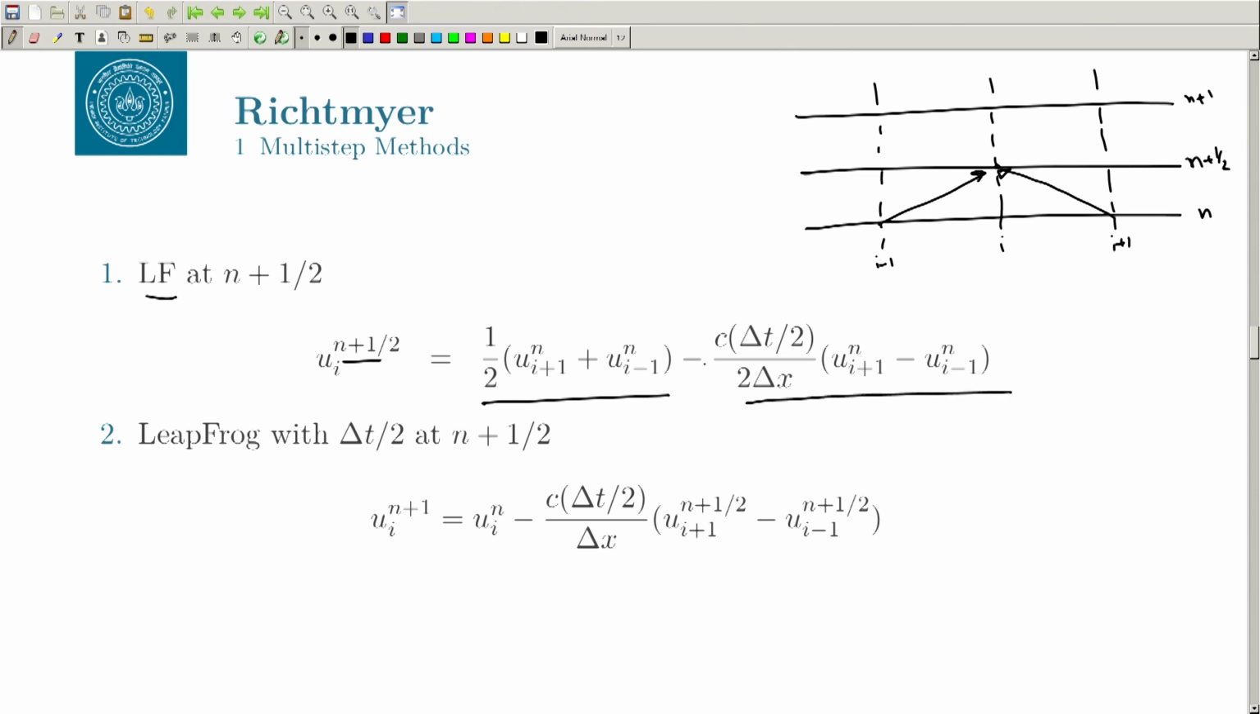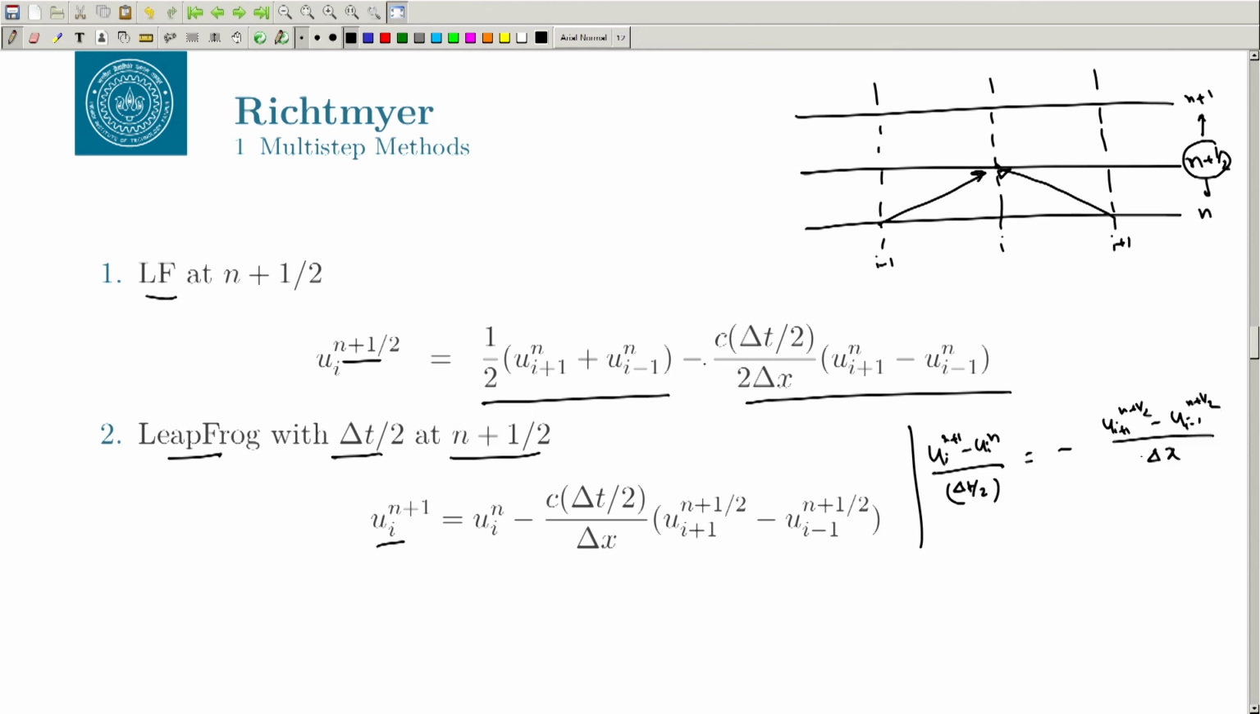So, this is the scheme that we will get, and next you do the leapfrogging with delta t by 2 at n plus half as we did earlier. Now this is our central point, this is forward, this is backward. So, this will become u_i^(n+1) minus u_i^n by delta t by 2, and that will become minus u_(i+1)^(n+1/2) minus u_(i-1)^(n+1/2), and that will be over 2 delta x. I think there is a 2 missing here, yeah.